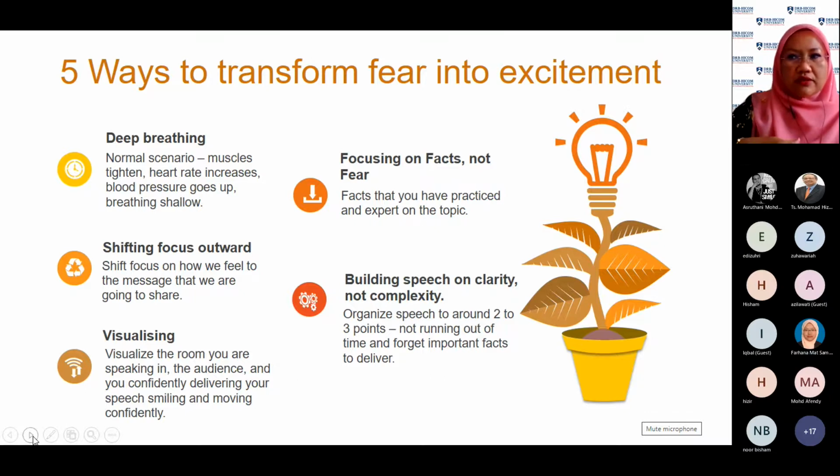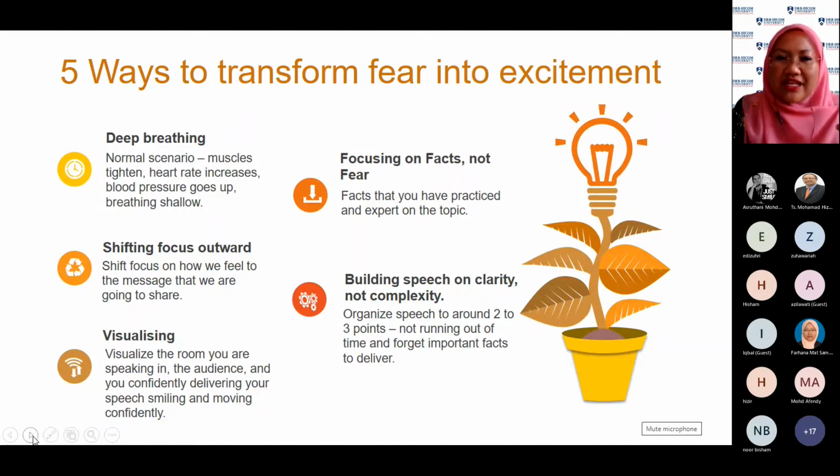Next one is to visualize yourself delivering that speech. This goes, I think, even before the presentation itself, where you visualize yourself on stage, taking the floor, presenting it well, presenting it clearly, articulately in front of your audience.